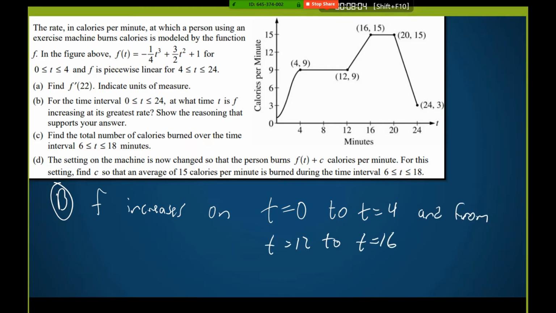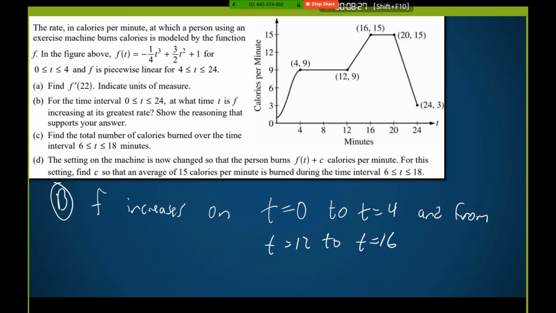Okay, so what we're going to do is take a look at how fast this is increasing. So that's my derivative of f from 12 to 16. And we'll see if we can compare that to the derivative from 0 to 4. Okay, so I'm going to jump over to Kyle.